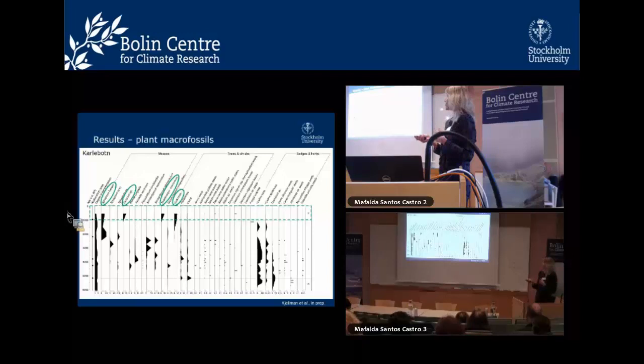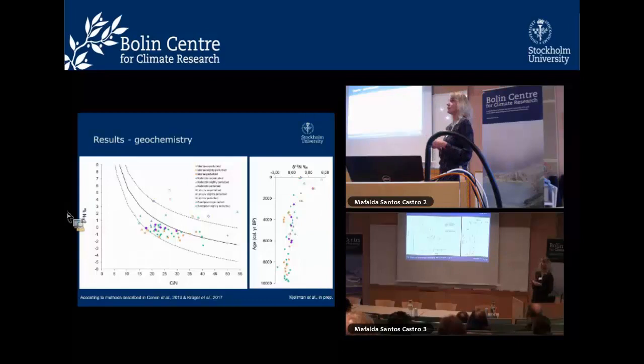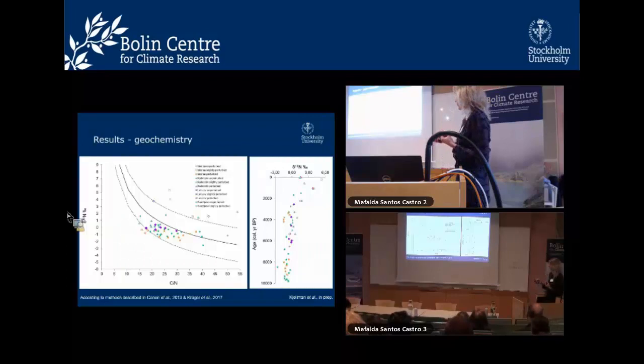But we also use the geochemistry to try to help us identify when permafrost formed and to see if that fits then with the macrofossil results. And so, to identify peat perturbation indicative of permafrost aggradation, we have used a relationship between the carbon-nitrogen ratio and the delta 15N values.